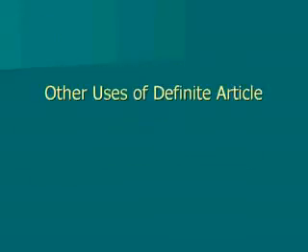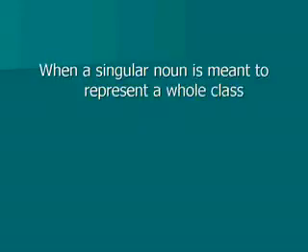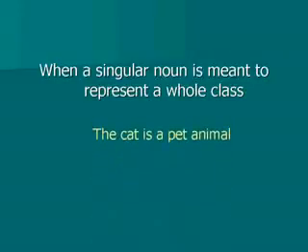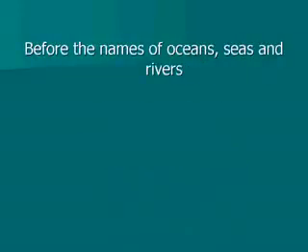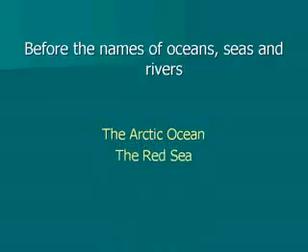Now we'll look at some other uses of the definite article. You can use a definite article when a singular noun is meant to represent a whole class. For example, the cat is a pet animal. The cow is a useful animal. You can also use it before the names of oceans, seas, and rivers. For example, the Arctic Ocean, the Red Sea, the Nile.